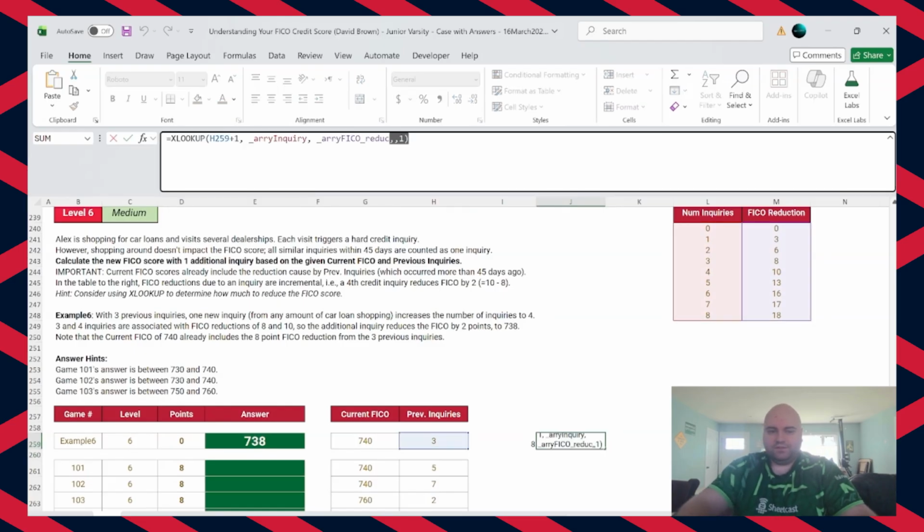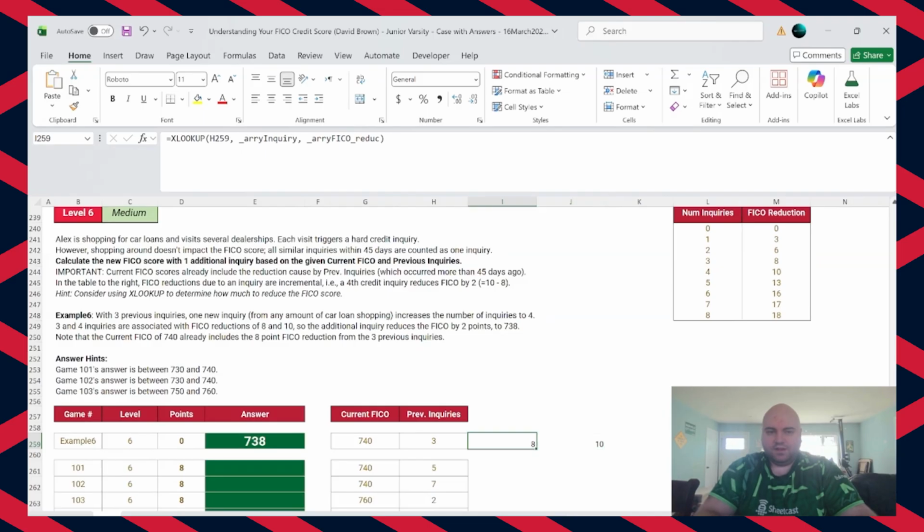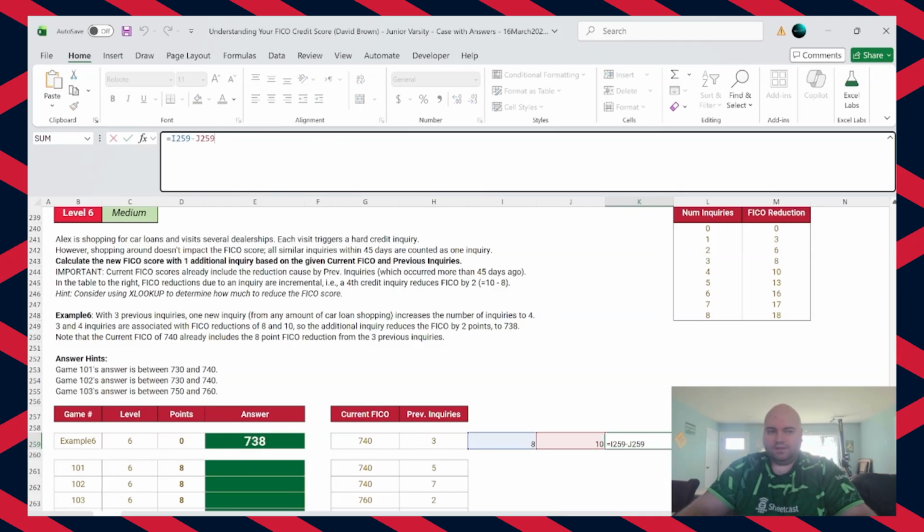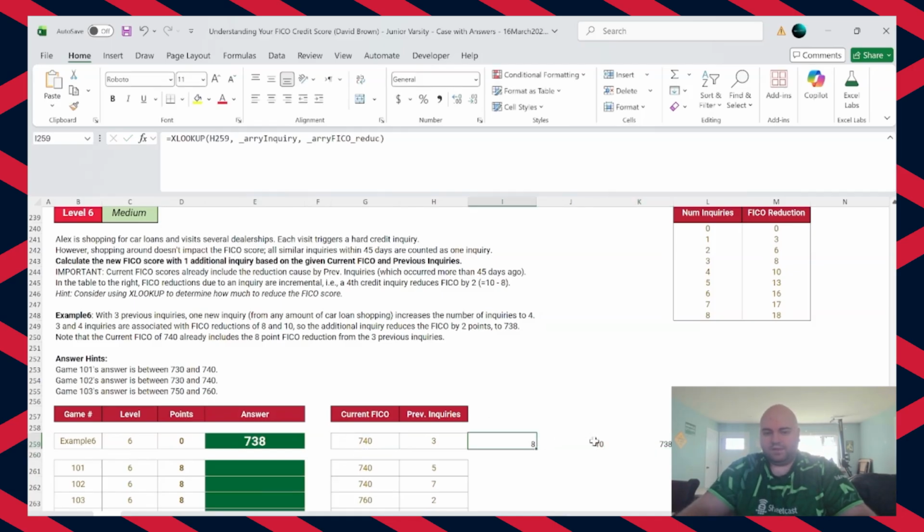So let's just go back to here. All right, so what are we trying to do? We want this to ideally result in -2, and then add that to 740. So let's do equals this minus this, or other way around, equals 8 minus 10. And add in the FICO, and there we go.